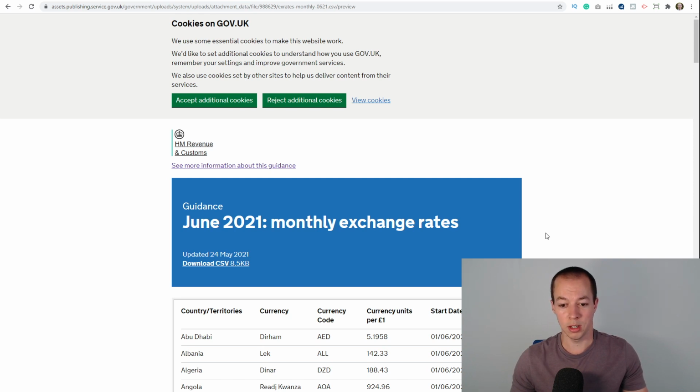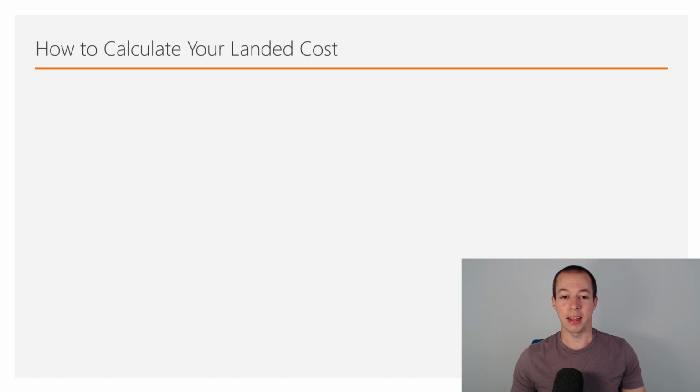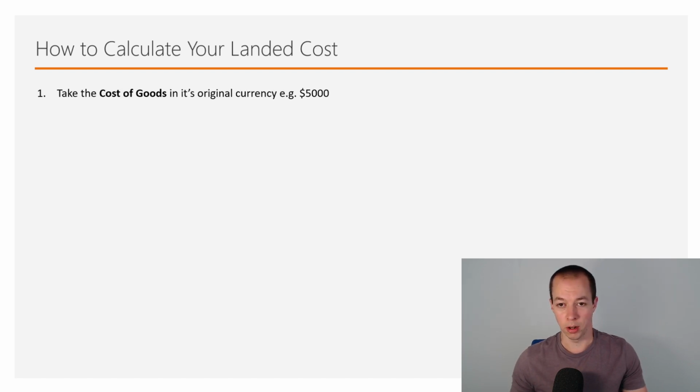So what I'm going to do now is take you back to the presentation and show you how to use those percentages and that exchange rate in a real world calculation. So here we are back in the presentation, and I'm going to show you the method that I use to calculate my landed cost. So the first thing you need to know is the cost of goods. So this is very straightforward. Like I said at the start, just ask your supplier what your overall cost is.